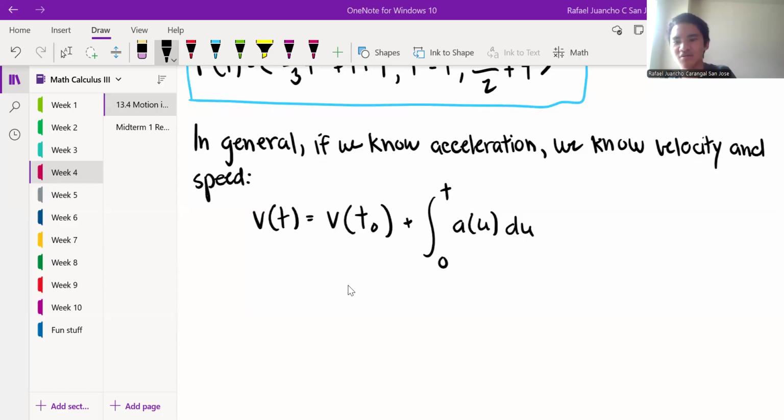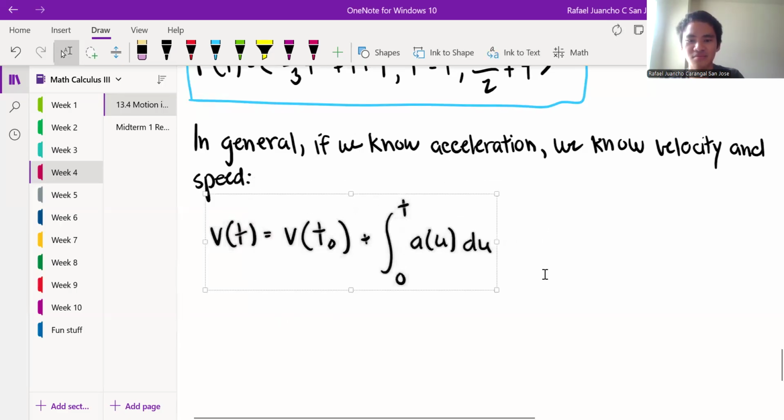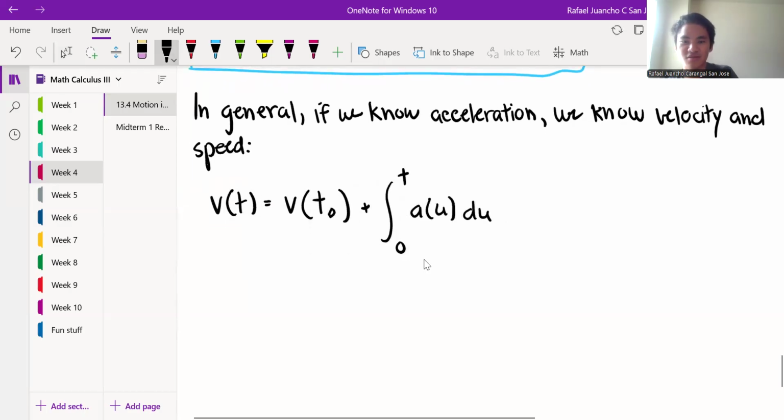Right? So we just take the integral of our a value. So this is the most general it can get, right? Because we need our velocity at a given time. And if we just integrate this, we get g of t minus v of 0.